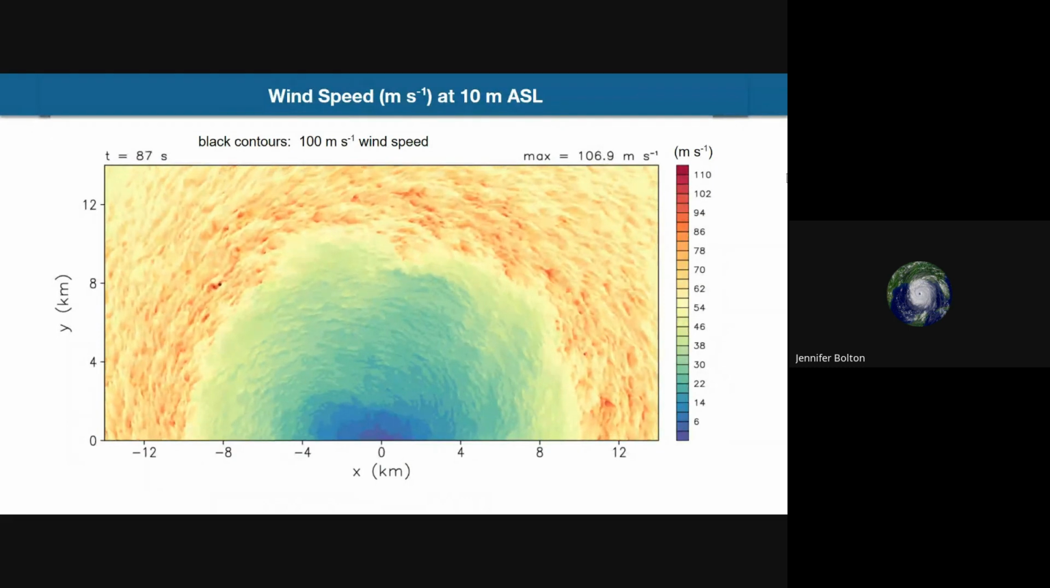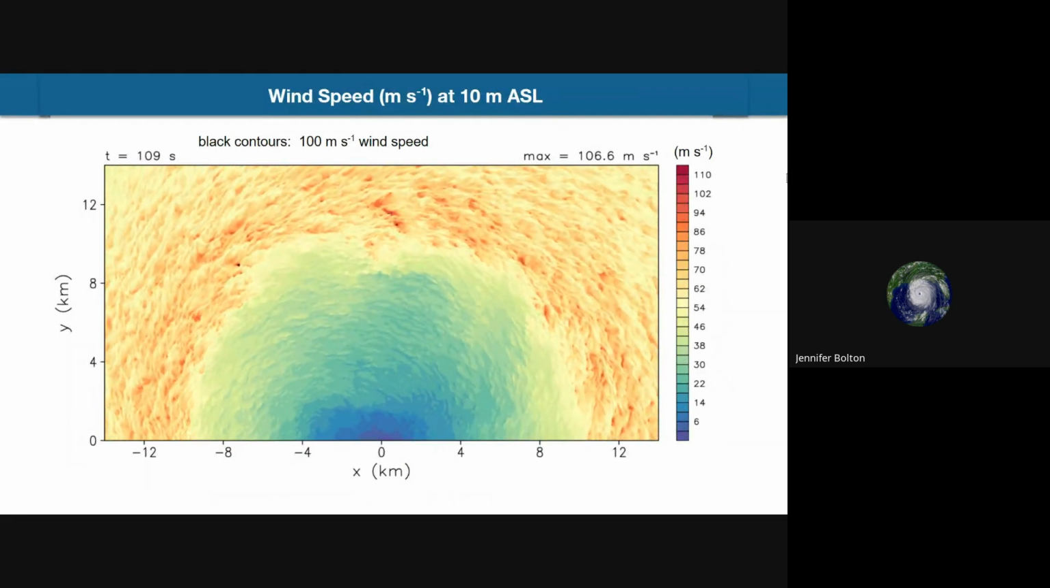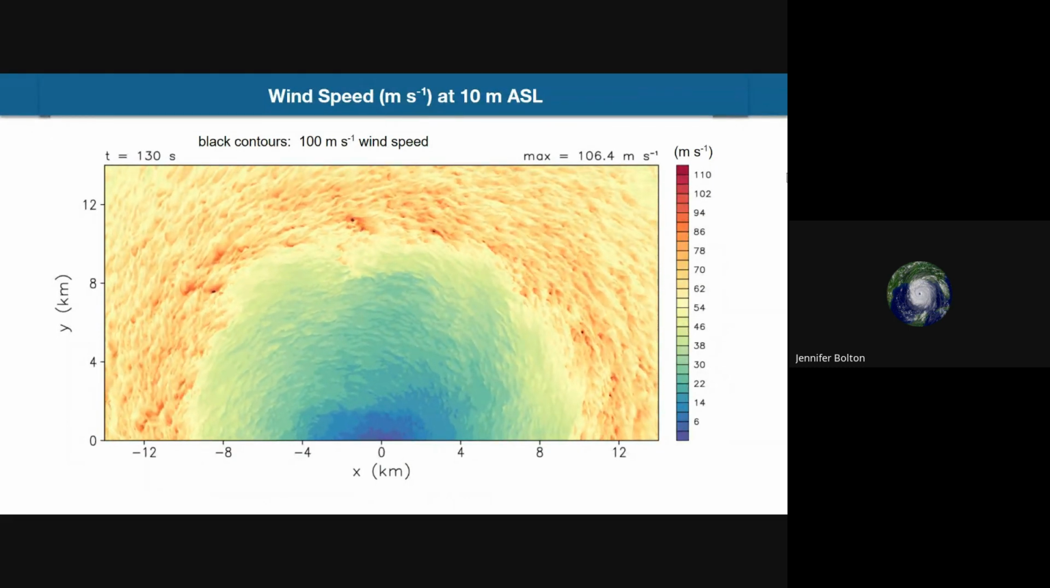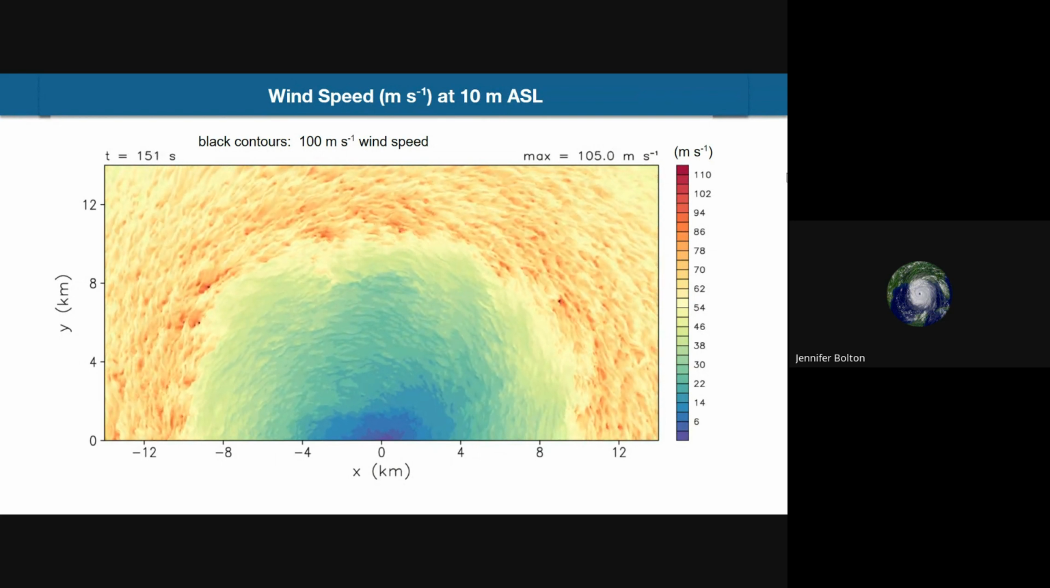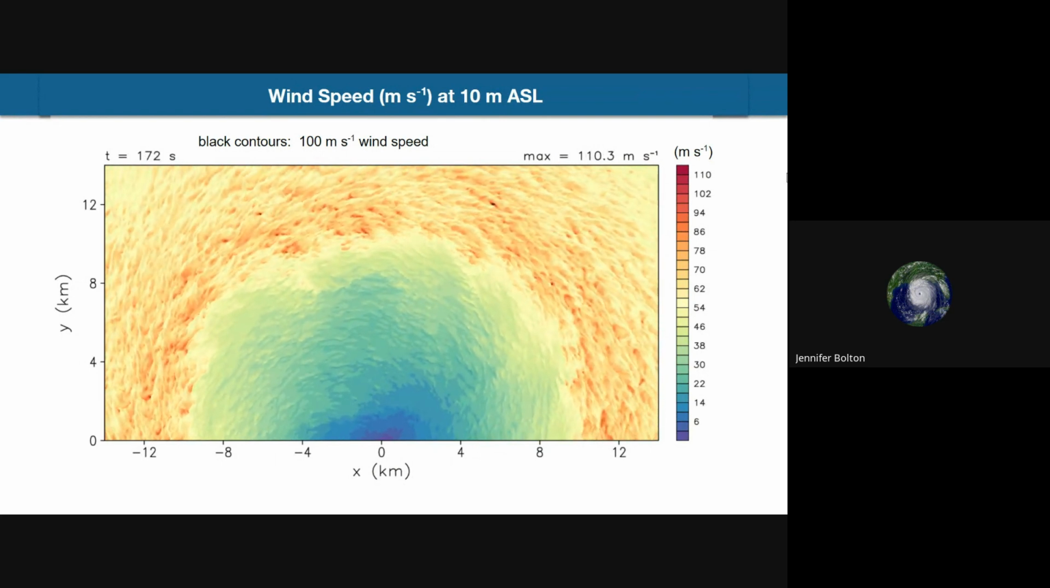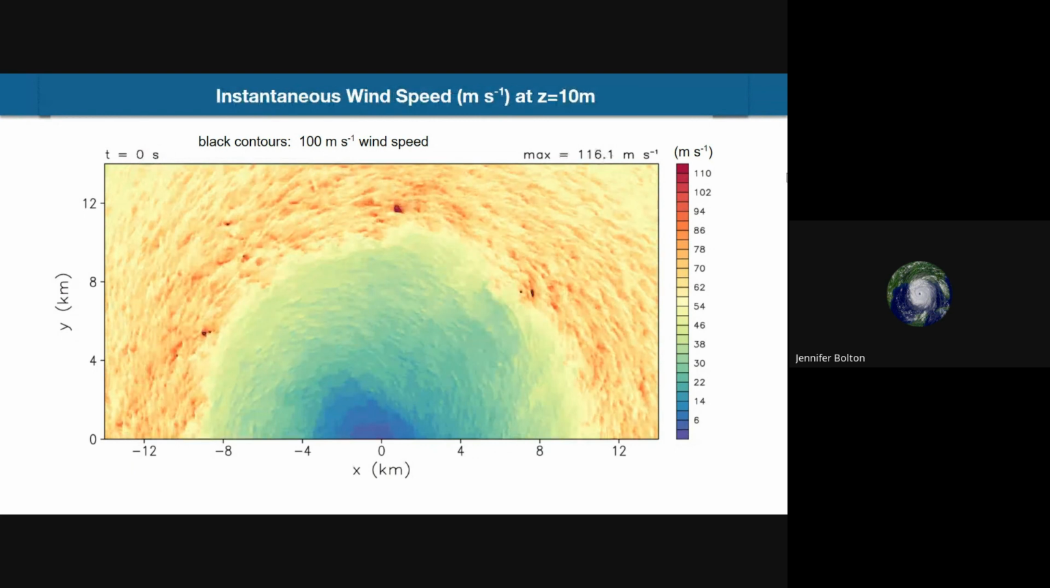Instantaneous wind speeds, all kinds of structure and detail. So this is what might actually be out there in nature if this is a realistic simulation, a realistic depiction of the atmosphere. Next slide, please. This is just an instantaneous snapshot of one time, and you can see the scale of a lot of these structures is a little less than 1 kilometer. So yeah, you need 100 meter grid spacing or less to resolve these kilometer scale structures.